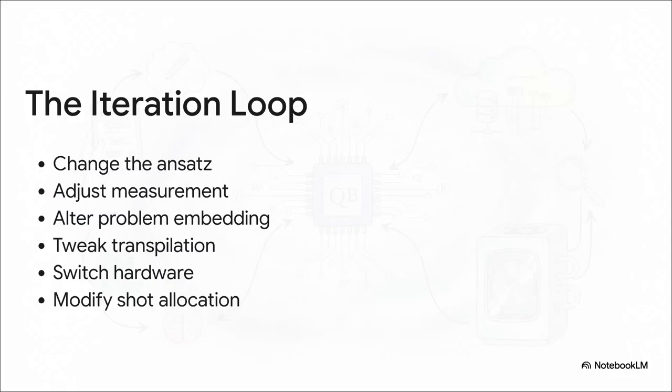And since early results are almost always super noisy or inconsistent, you inevitably enter this grueling iteration loop. You systematically tweak parameters. You might have to change the ansatz or adjust your measurement grouping to save precious QPU time. You might alter how the problem is embedded on the hardware graph, tweak the transpilation settings, or completely switch your backend hardware if the calibration drifted. Or maybe just modify your shot allocation to reduce variance. It is a constant, rigorous merging of your source code with statistical analysis and hardware metadata.